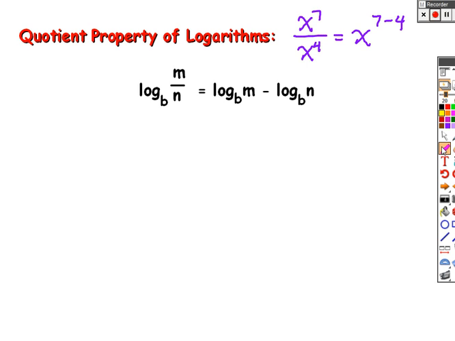Second log property is the quotient property of logarithms. So if I'm subtracting logs with the same base, well, a log is an exponent. When would I subtract exponents? That would occur if I was originally dividing terms with the same base. So I could combine this log into one if I divide the arguments.